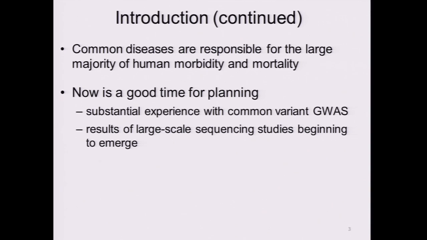But my charge is to talk about common diseases, and it's certainly fair to say that common diseases are responsible for the large majority of human morbidity and mortality. I think now is also a good time to be talking about planning, because we have substantial experience at this point with common variant GWAS, and with the results of large-scale sequencing studies beginning to emerge, we have some information for rare variant GWAS.